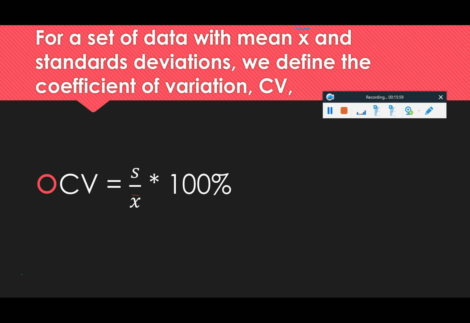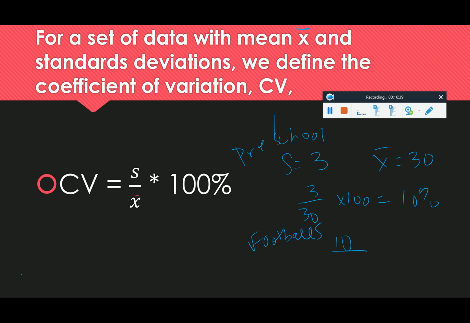It gives you that the standard deviation for the preschool children is 3. So that means it's only about 3 off from the mean, and the mean is 30. If you want to find the percent for the coefficient of variation, you would do 3 over 30 times 100, and you end up with about 10%. This is for preschool. And then if you were looking at football players, their standard deviation is 10 out of 300, which is their mean. Times 100, and they have 3.3%.